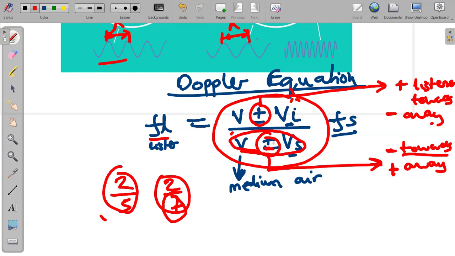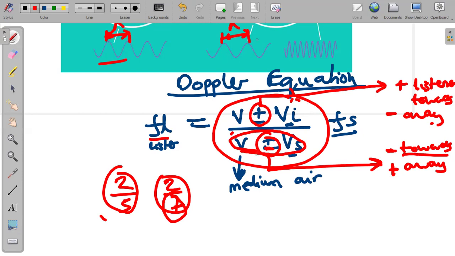It's one way of knowing, so that we avoid just memorizing it in a certain way. But of course, if this is not making sense, you can just know when you are going to add and when you are going to subtract. It's still good to know that, right? So this marks the Doppler equation.